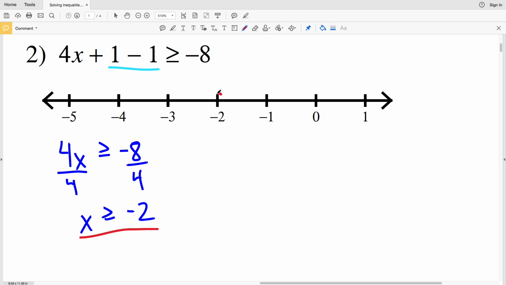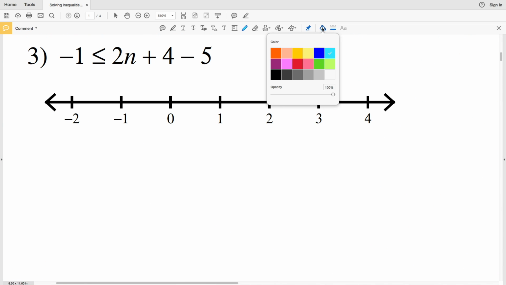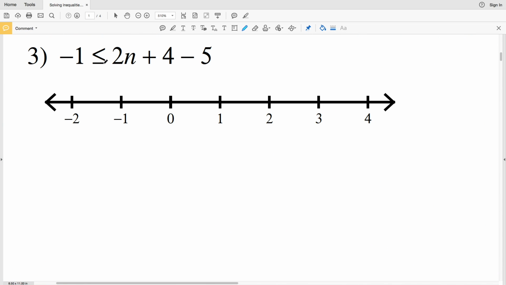So I'm going to circle the negative 2, shade it in since x can be negative 2, since it's greater than or equal to, and I'm going to shade in everything to the right. So x could be negative 1, 0, 0.75, and so on, as long as it's greater than or equal to negative 2. And number 3, negative 1 is less than or equal to 2n plus 4 minus 5.